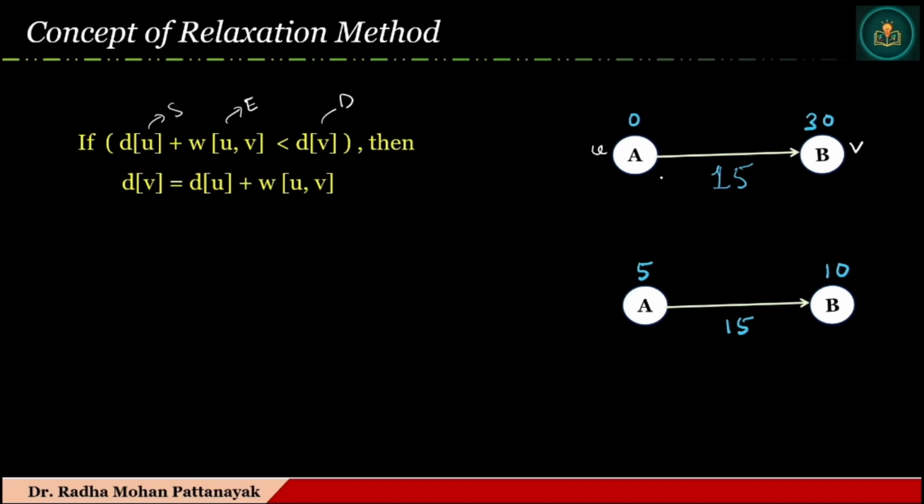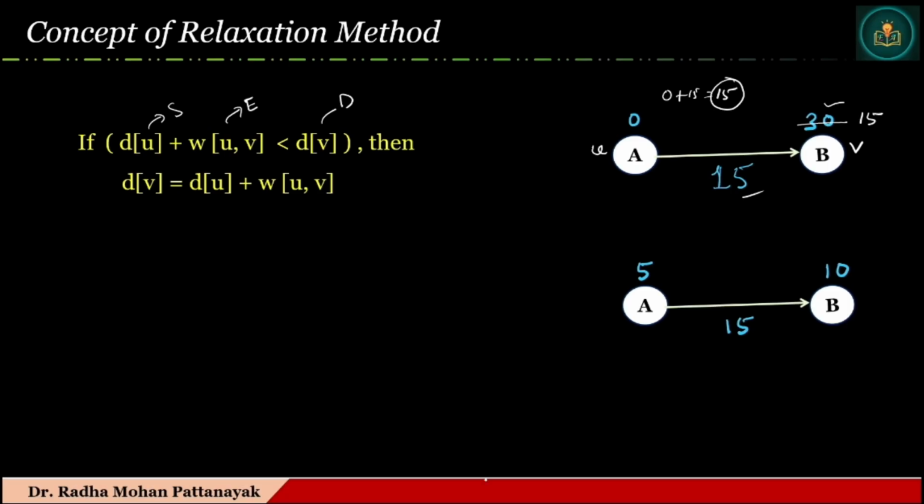So let's see here, the cost of A equals 0 and the cost of the edge is 15. So 0 plus 15, that is 15, right? So 15 is less than 30. Means what you need to do? You need to update the cost of V from 30 to 15.